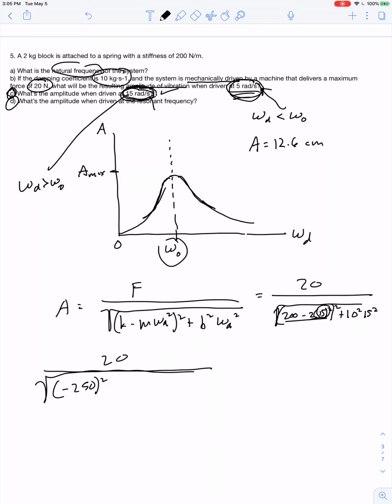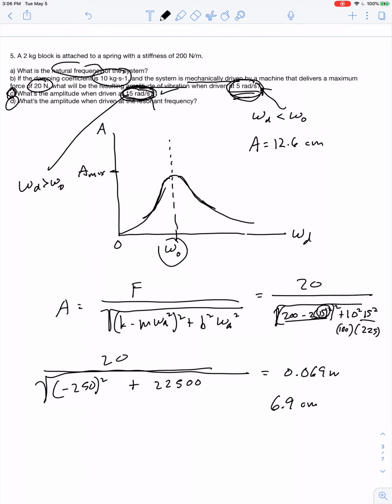So we've got the square root of negative 250 squared plus, 15 squared is 225, 10 squared is 100, so plus 22,500. And we get a value of 0.069 meters, or 6.9 centimeters.